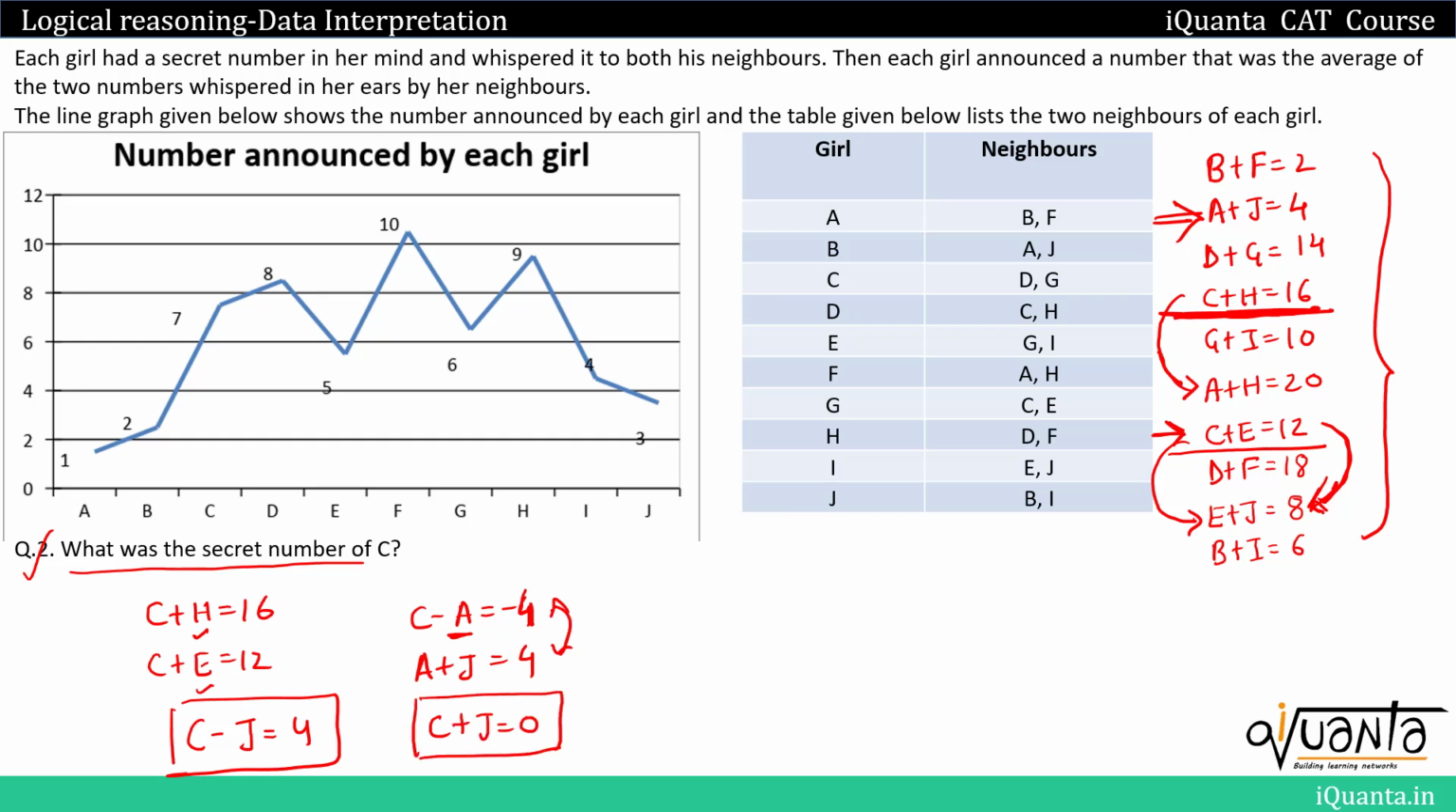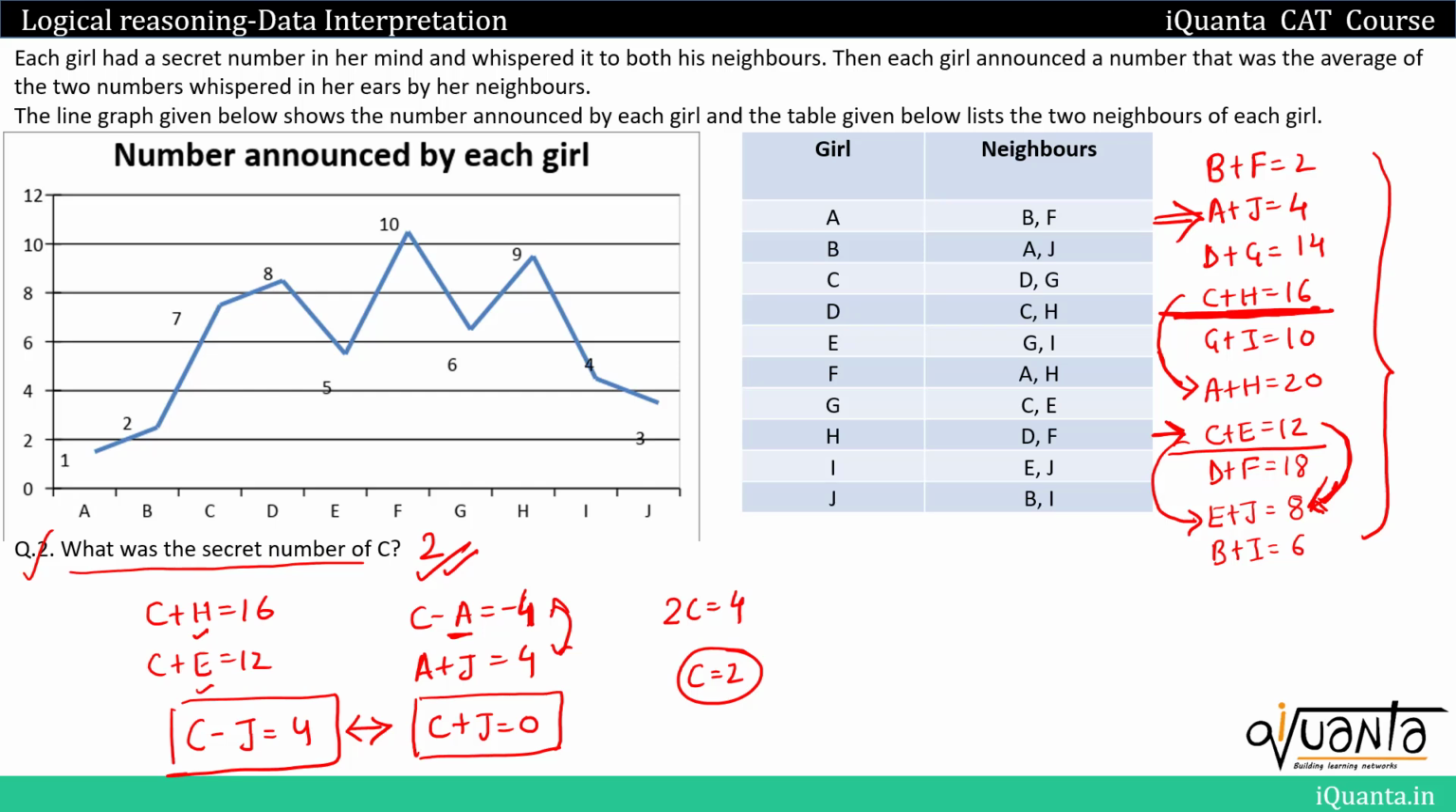If I now add these two equations, I'll be getting 2c equal to 4, which will be giving me c equal to 2. So what will be the value of c? It is 2. So the secret number of c will be 2. 2 will be the correct answer to this question. So that is how you have to solve the equations.